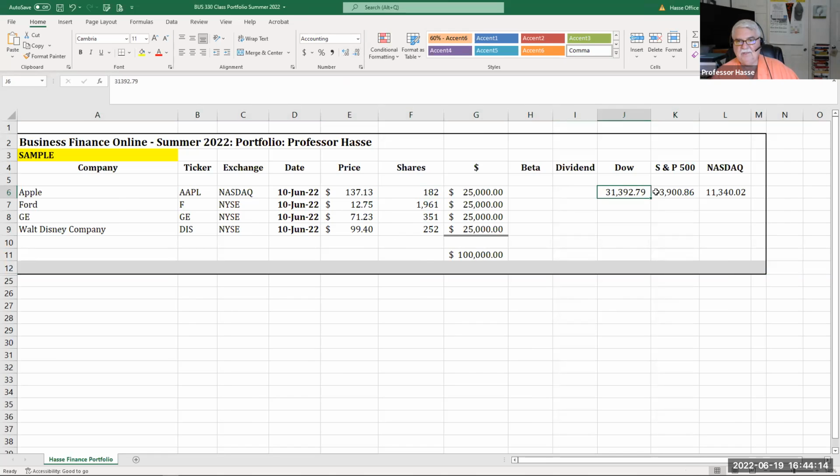Notice the Dow, the S&P, and the NASDAQ indexes. Please note that some of us had wrong numbers. So this is the file and the format that we begin the summer session with. And please, if you need to update your portfolio after I've commented on your work, please do so and repost it to that discussion forum.